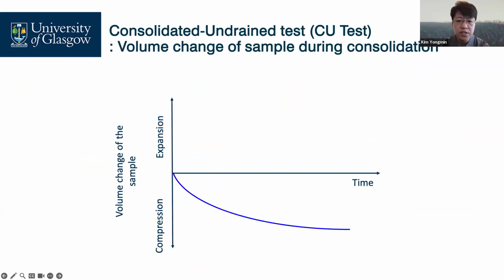In the consolidation stages, the drain valve is still open. So we can measure the volumetric strain. With all-around pressures applied, we can get volumetric strain, not shear strain. So this soil's volume keeps compressing.